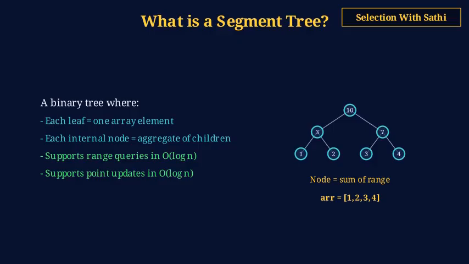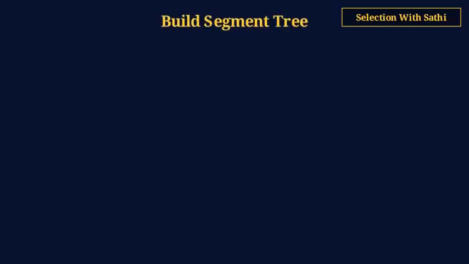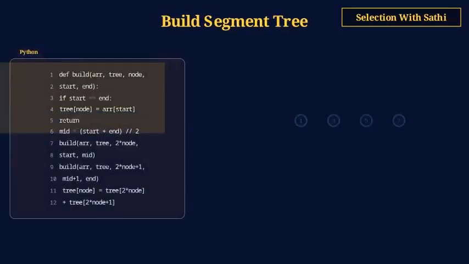For a range sum tree, the internal node holds the sum of its children. We allocate an array of size 4n to be safe. The height is ceiling of log base 2 of n, giving O(log n) levels. Now let us look at the build function.